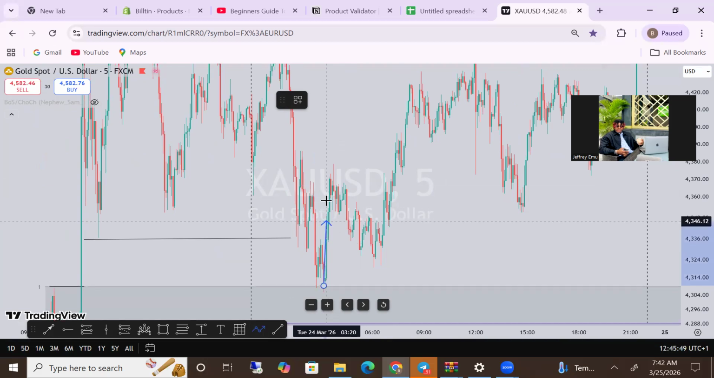I'm sure you can see this push up. You can see this push down. You can see this push up. You can see this push down. And then aggressively, you can see price taking out the recent high and the previous high.